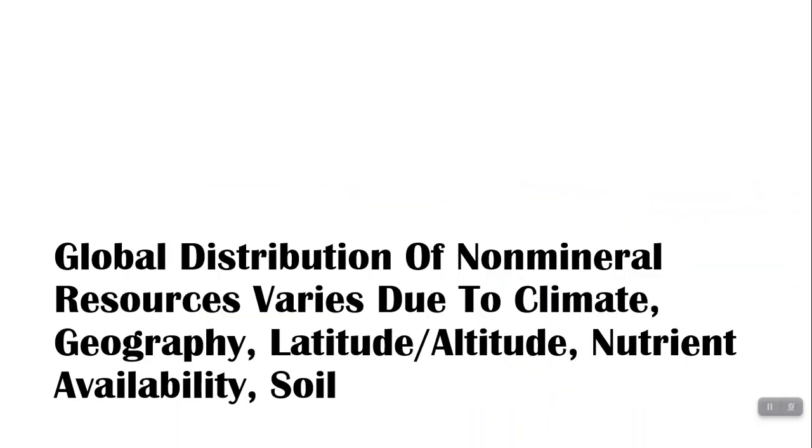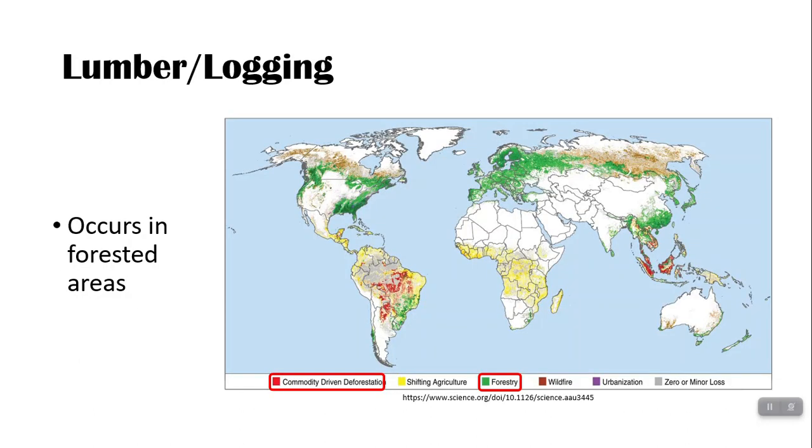All right, so now we're going to look at how some of these aspects that cause different biomes affect the availability of some non-mineral resources. So here, let's look at lumber and logging. I think it should be pretty obvious that you're not going to be able to get lumber or get wood in areas that aren't forested. So here, the green areas on this map are showing areas where forestry is common, where they'll basically be cutting down trees for lumber.